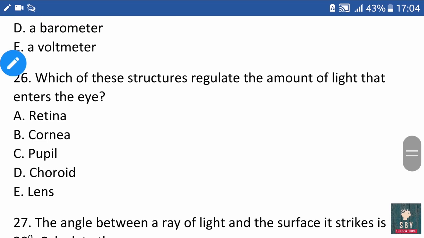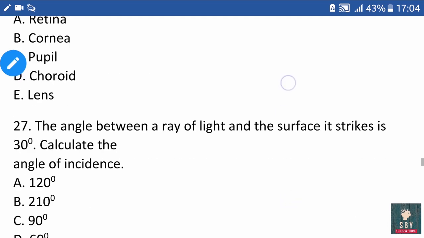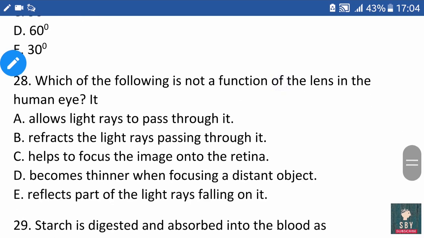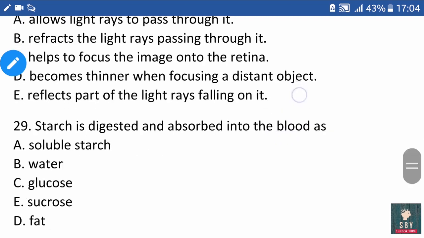Which of the following structures regulates the amount of light that enters the eye? This is about light. This is also on light. Knowing that the angle of incidence equals the angle of reflection. What are luminous bodies, non-luminous bodies? So 28. There's also a question on how the human eye works, light entering and leaving.